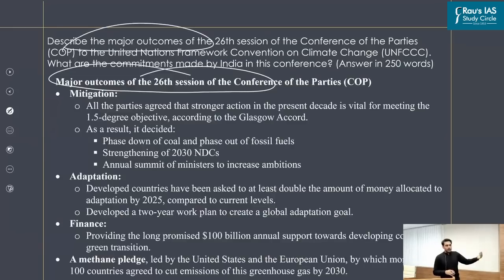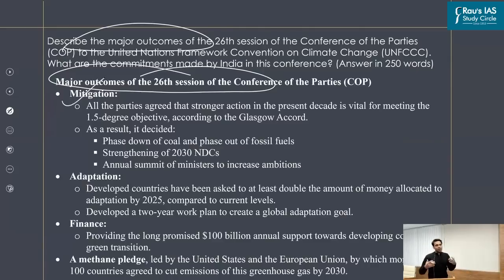Okay, so we know that there are two major components when it comes to climate change. One is adaptation, another one is mitigation, right? Do all of us understand what mitigation and adaptation are? I've discussed it multiple times. So mitigation is all about reducing the amount of greenhouse gases being released into the atmosphere.